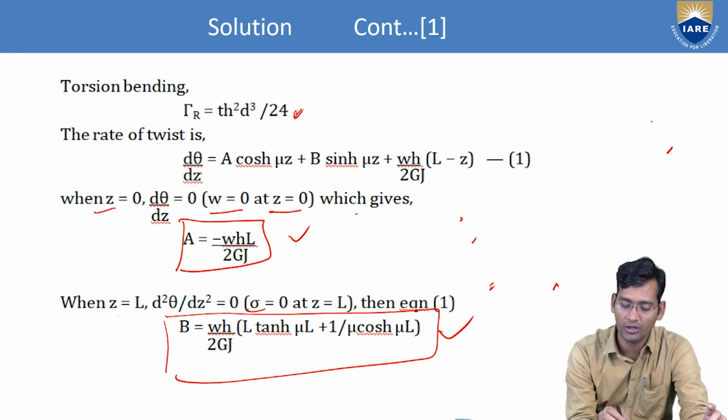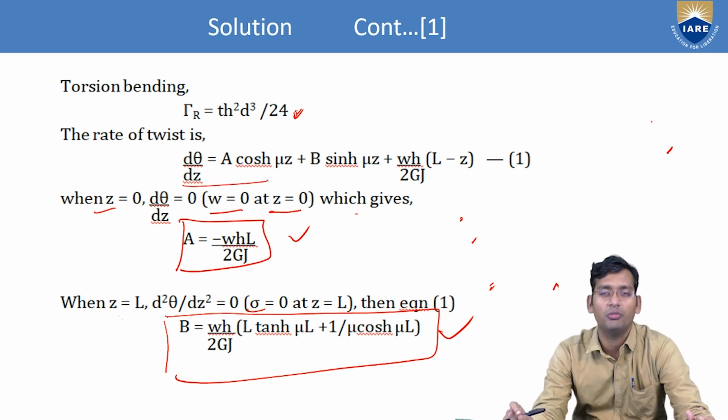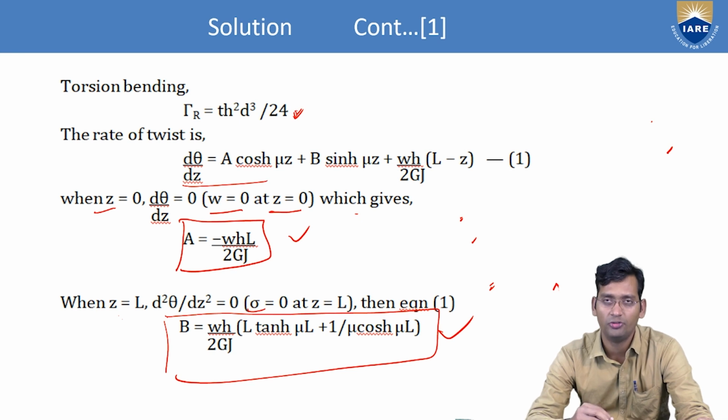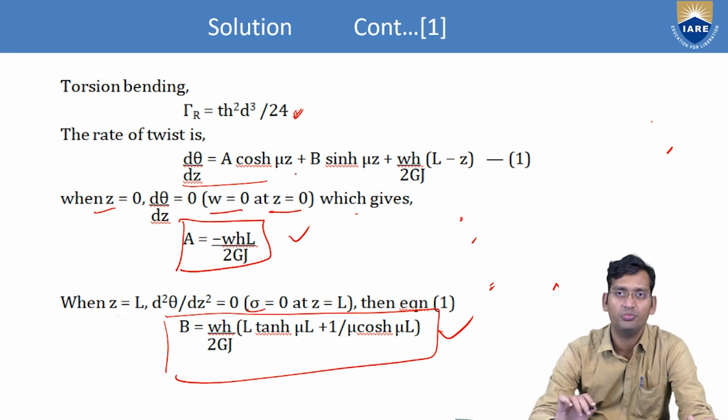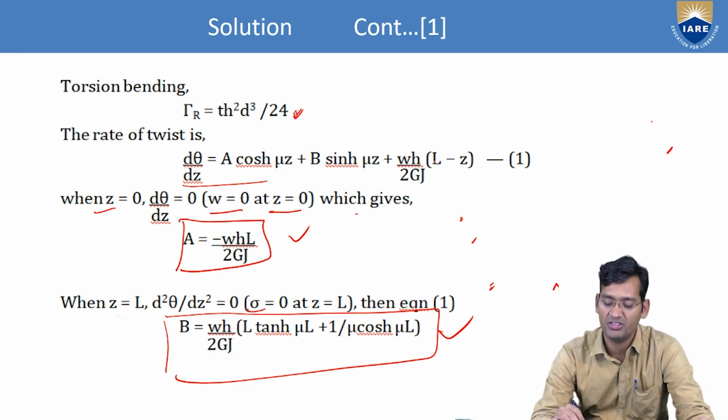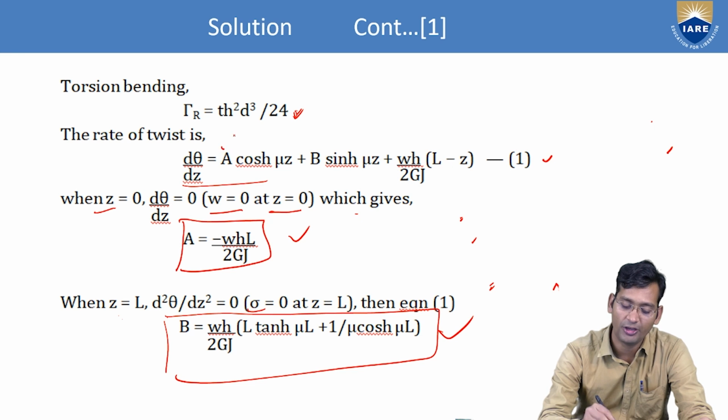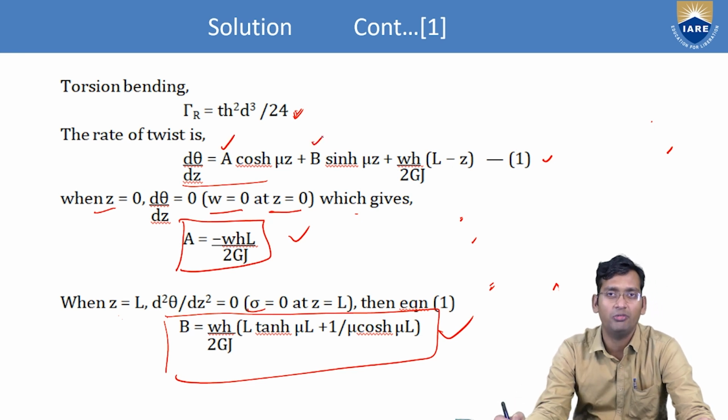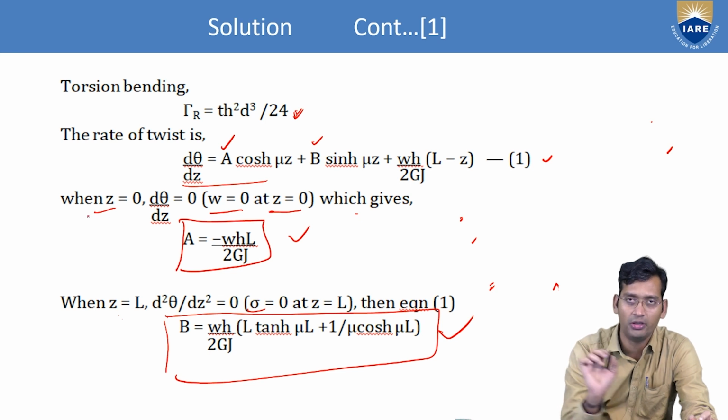So the rate of twist is what? This formula we know after solving the differential equation: d theta by dz equals a cos mu z plus b sin mu z plus wh by 2gj into (L minus z). This is equation 1. Now we have to find a and b. For finding a and b, what is required? Put in the boundary conditions.